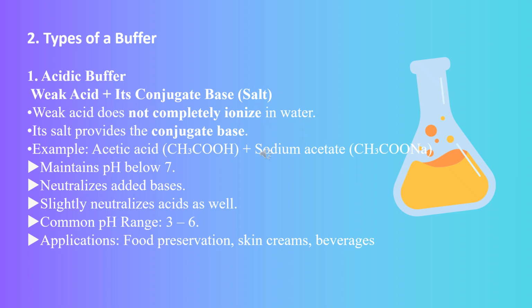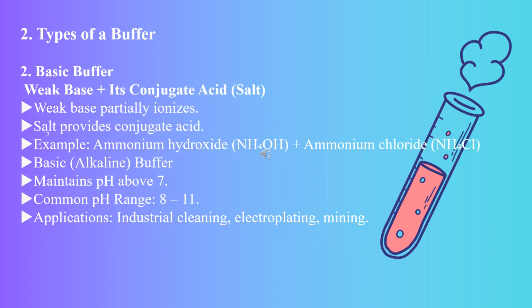This type of buffer maintains pH below 7. It will mostly neutralize the bases. Whenever a strong base is added, it will neutralize it. Acidic buffers also slightly neutralize acids as well. The common pH range of this buffer is 3 to 6. Applications of it are in food preservation, skin creams and beverages.